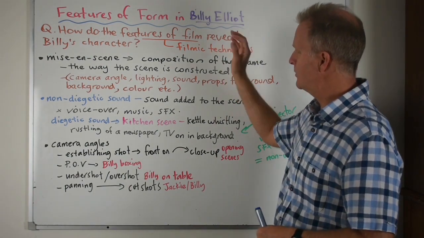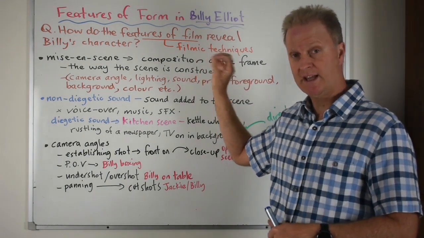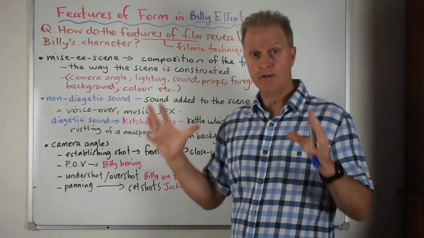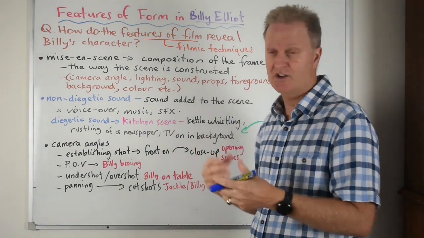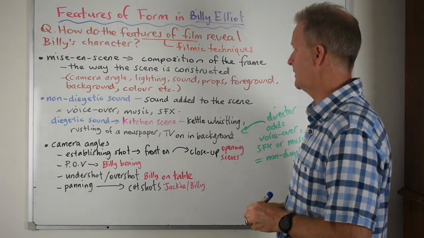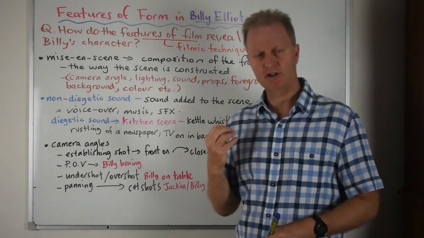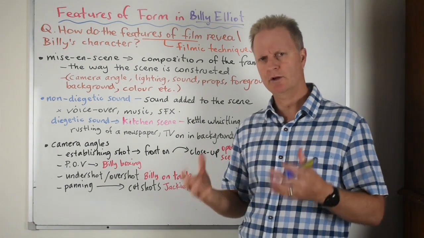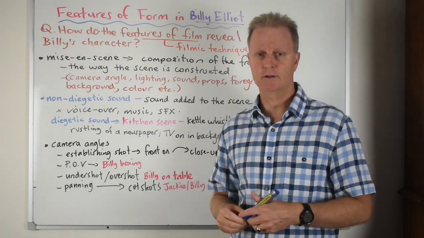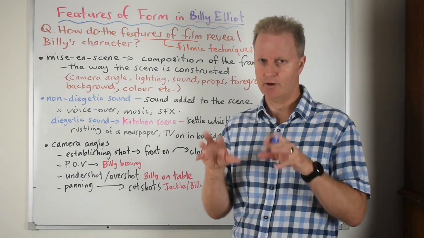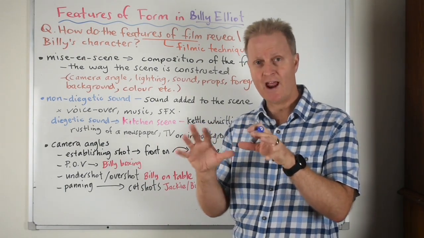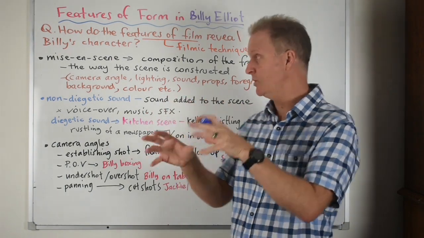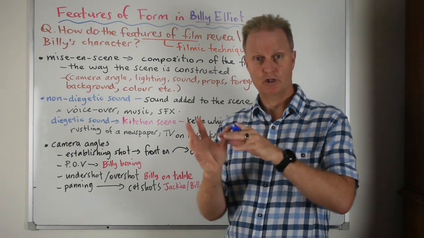And so we're going to ask how the filmic techniques of the film are used to construct the messages and the images of the character of Billy Elliot. This is a deliberate intention by the director Stephen Daldry. What's really important when you're writing English essays is that you step out of the text. So rather than talking about what's happening in the narrative, you talk about how the director is using filmic techniques in particular to convey the message.